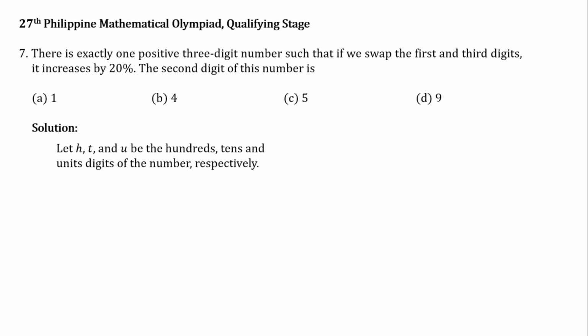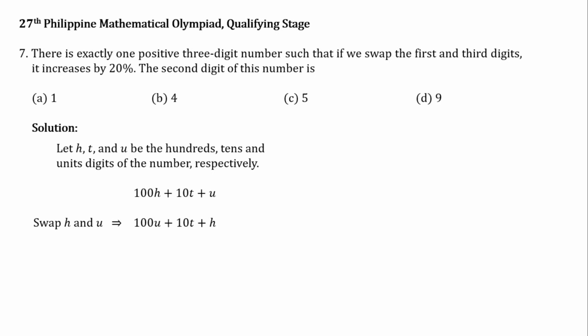Let's start by representing the hundreds, tens, and units digits of the number by H, T, and U respectively. So the number can be represented by the expression 100H plus 10T plus U. Now, if we swap the hundreds and the units digit, we create a new number which is represented by 100U plus 10T plus H. Now, as stated in the problem, the new number is greater by 20%.